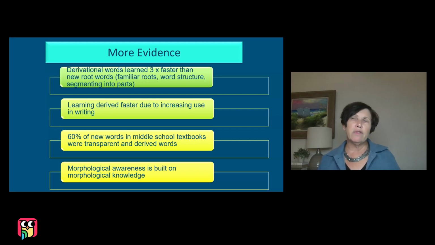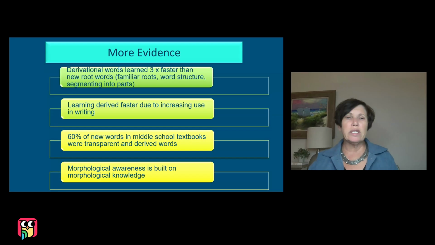The other reason that derivational morphology seems to develop a little quicker is that the students are seeing it in writing. We have research that says any time we can demonstrate in writing for our students what we're working on from a speaking and listening perspective, it's going to support that as well. Again, as I already stated, about 60% of new words in middle school text are transparent and derived words, so they are dependent on those prefixes and suffixes.